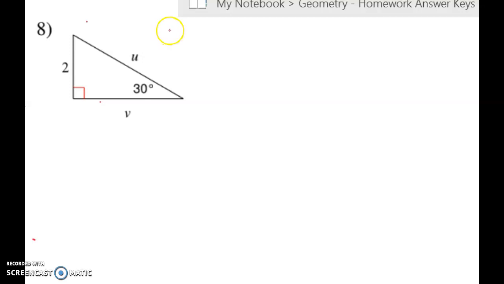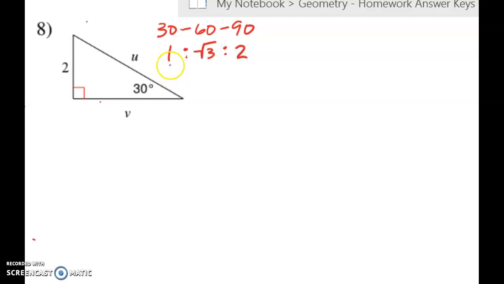All right, so here we've got to solve for these missing sides, u and v. First thing to recognize is I've got this special right triangle. It's a 30, 60, 90. And when I have a 30, 60, 90, my side lengths are going to be 1 to root 3 to 2.